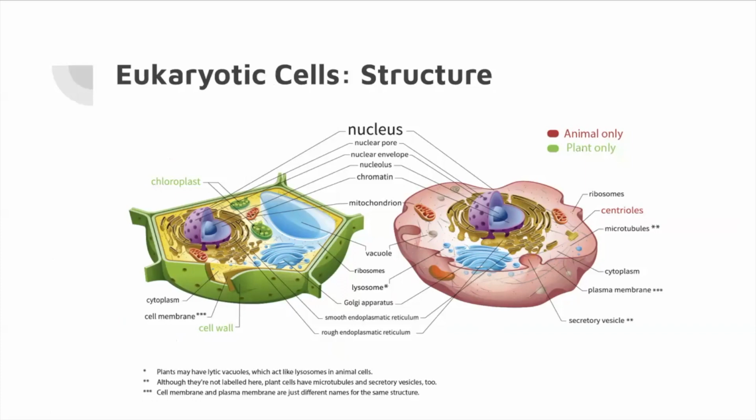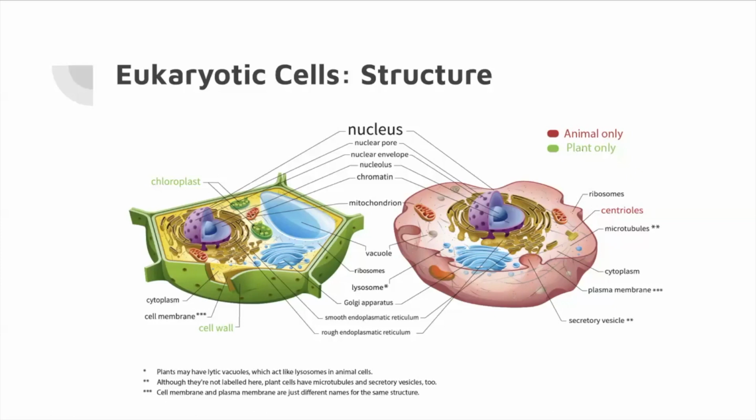All eukaryotic cells have a membrane-bound, which means enclosed, organelle called the mitochondria, also known as the powerhouse of the cell, and is responsible for generating the energy that the cell will need. Plant cells have another membrane-bound organelle called the chloroplast, which is where photosynthesis occurs, and the cell produces sugar that the cell can use for more energy.